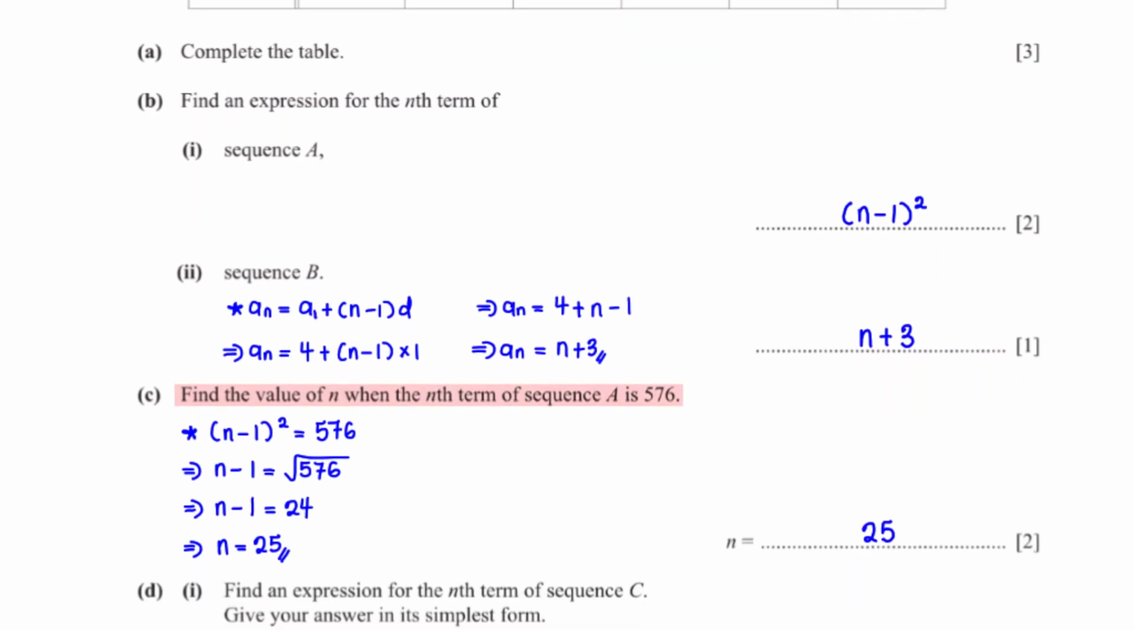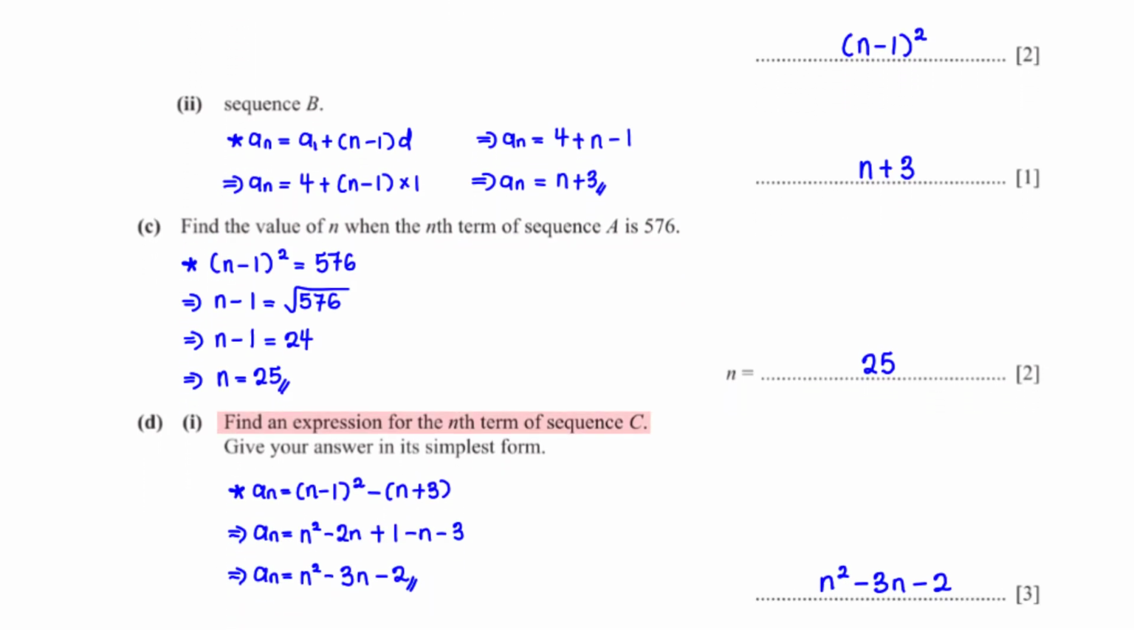Find the value of n when the nth term of sequence A is 576. To get this, we equate n minus 1 squared to 576. When we take the positive square root of both sides, this is what we get. The square root of 576 is 24. When we add 1 to both sides, we get n equals 25.